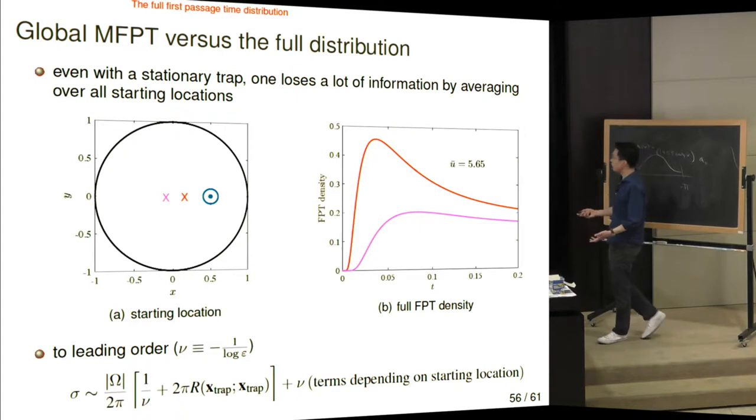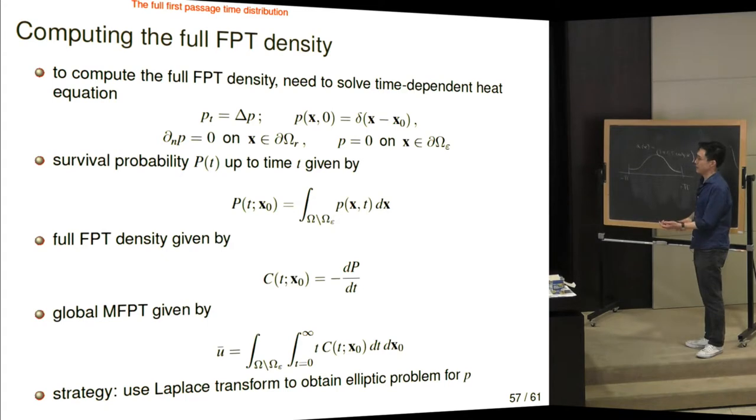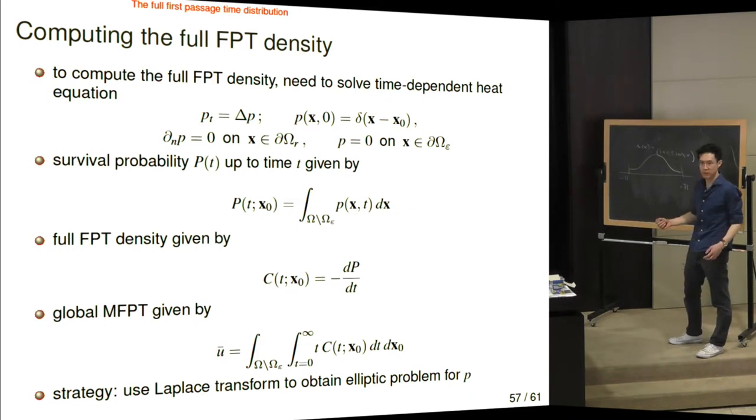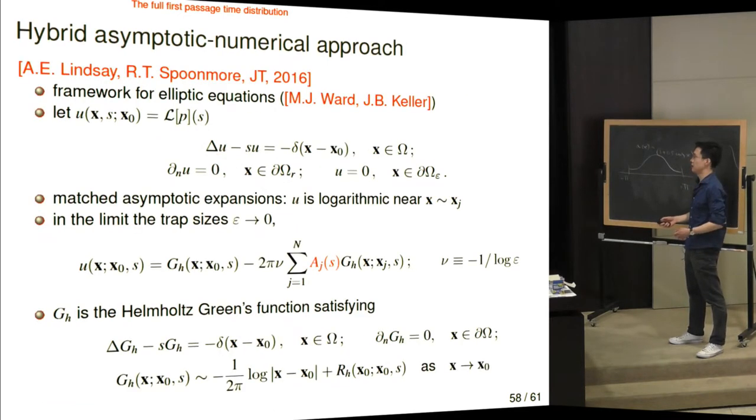Okay, so the full density is a valuable thing to look at instead of just this one number that averages over all starting locations. As has been said before, you now have to deal with a full diffusion equation. The survival probability, and the full density is just the derivative. The global mean first passage time averages over time and also space, so you're averaging out a lot of information. As Dennis said earlier this week, we're going to take the Laplace transform of this to turn it into an elliptic problem on which we have machinery to solve.